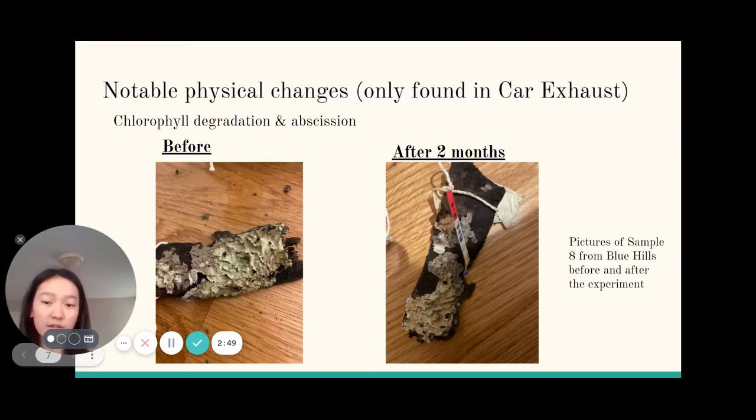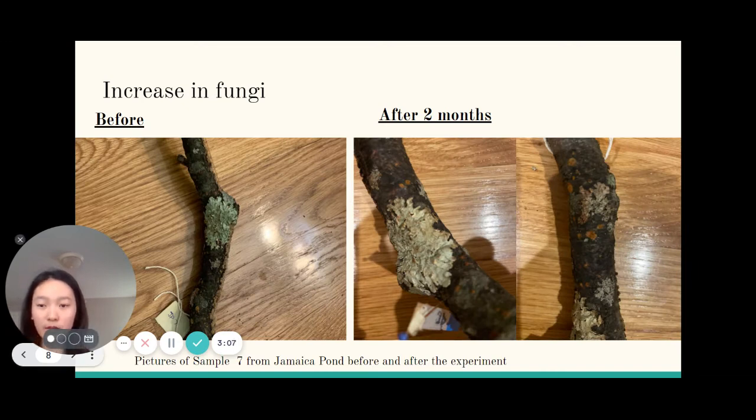Some notable physical changes I saw were, first of all, chlorophyll degradation, meaning that there was a lack of greenness. You can see that the sample became browner and paler. And abscission, which is like parts of the plant having fallen off. Moreover, I saw an increase in fungi. So here you can see that there was a buildup of fungi.